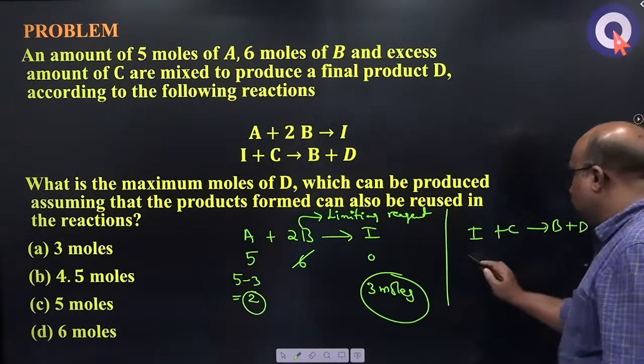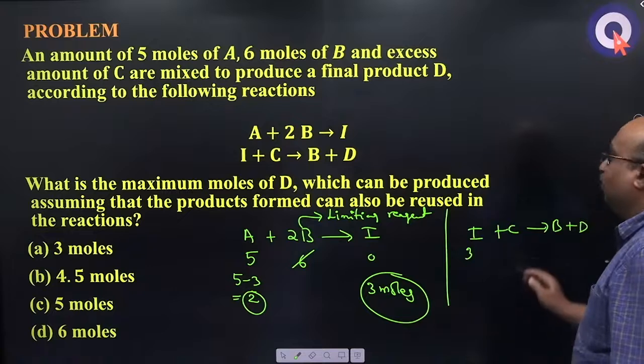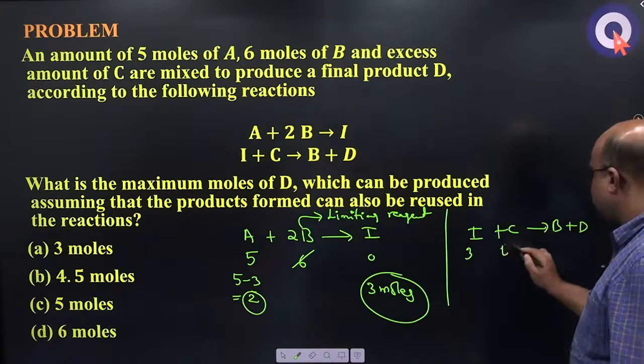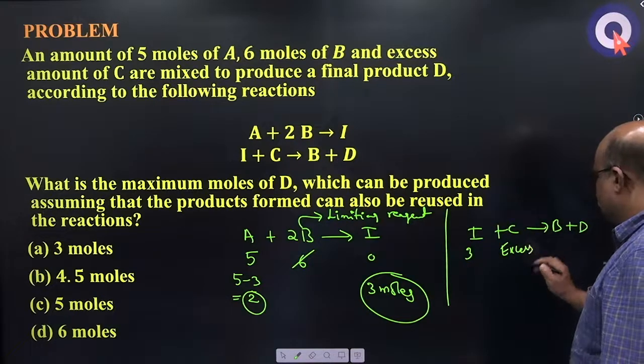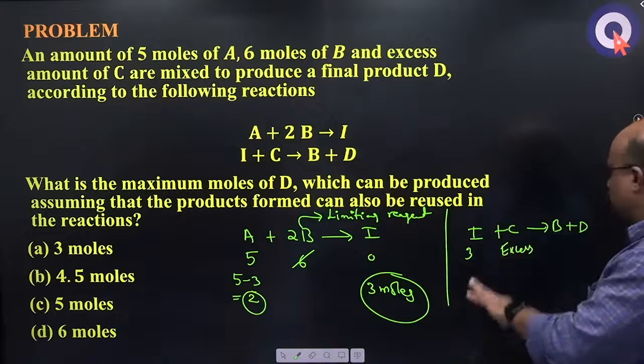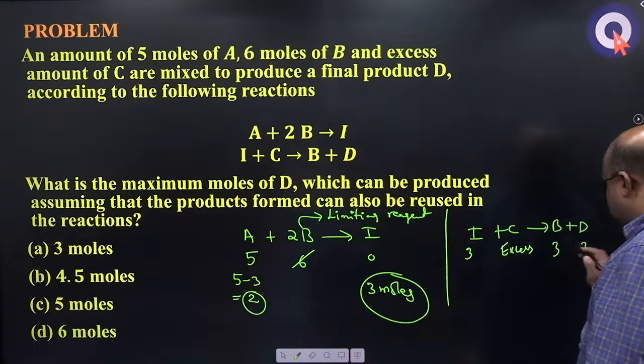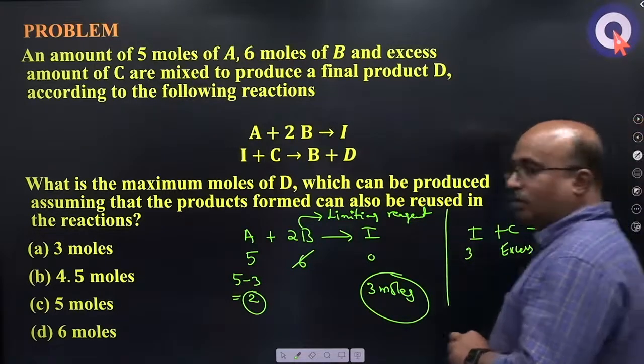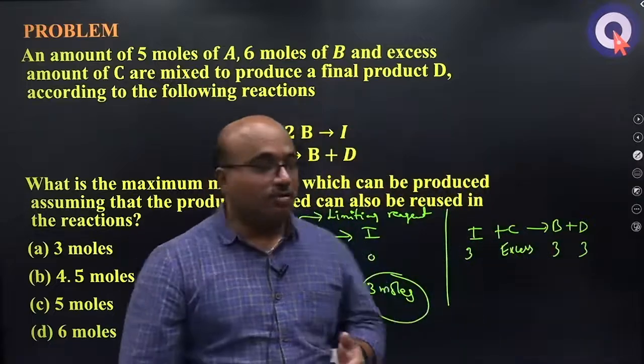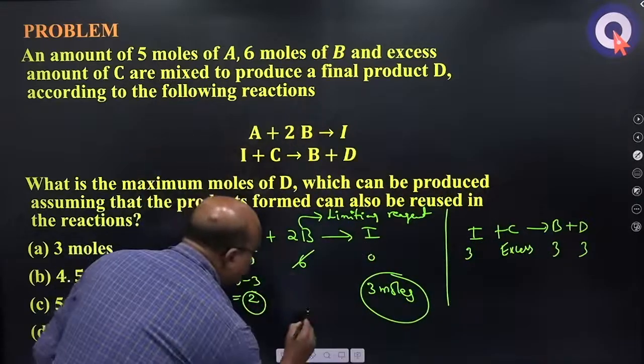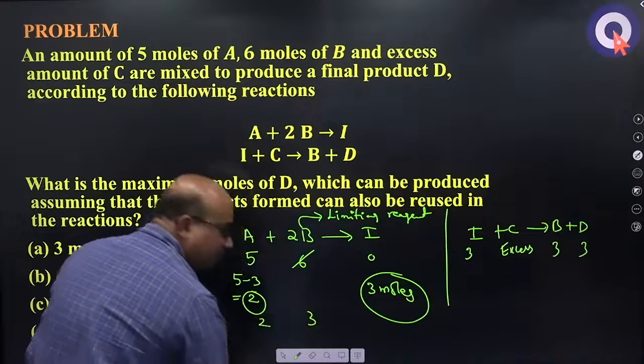So we got 3 moles of this. We have excess of this anyhow, so this 3 has to be completely consumed. So you will get first 3 and 3. Clear? Now we got again 3 moles of this, and 2 moles of this is left.